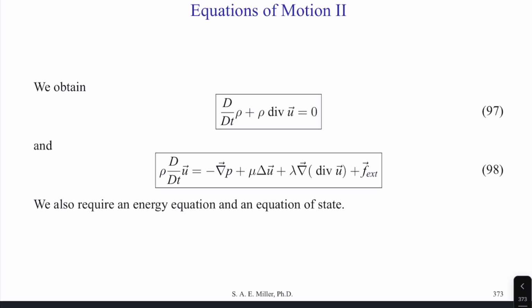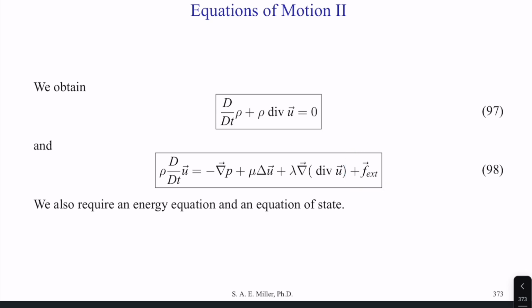The first equation, 97, is the material derivative of the mass density, rho, plus rho times the divergence of U. The second equation is the Navier-Stokes equation itself, the momentum equation, for momentum and velocity. And here's the pressure term, the viscous terms, and the body forces, respectively.